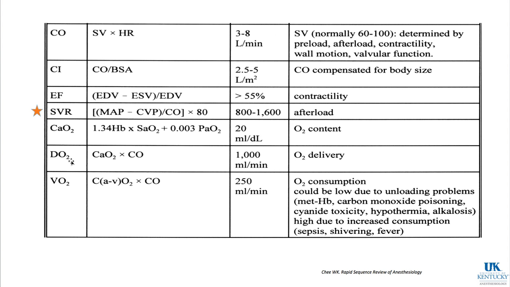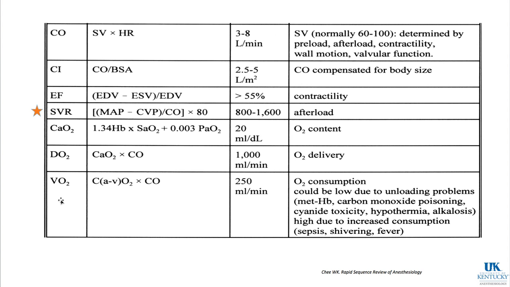DO2 is delivery of oxygen. Delivery of oxygen refers to the content times the cardiac output, or how much flow is going to the tissue times how much oxygen is in the blood that is going to the tissues. So if the cardiac output happened to be 5 liters and the content was the 200 mils per liter of oxygen, that would give us approximately 1,000 mils per minute oxygen delivery.